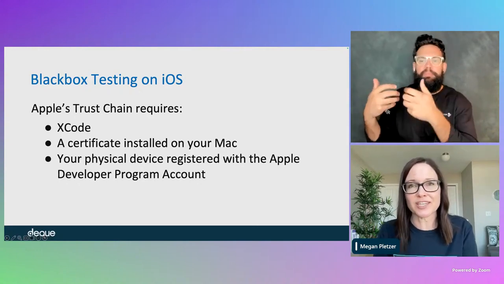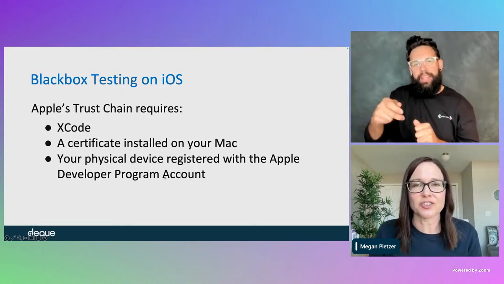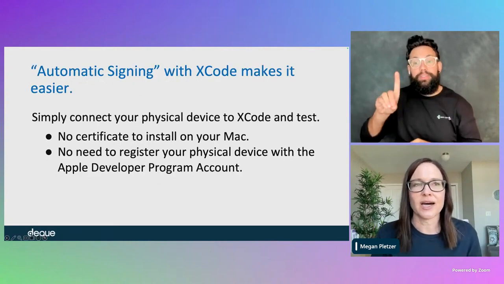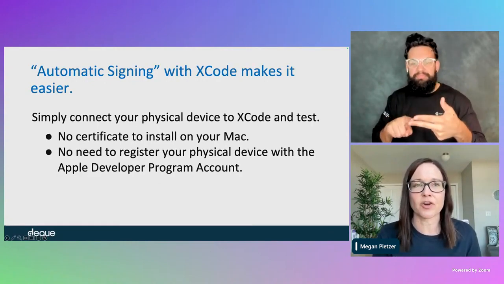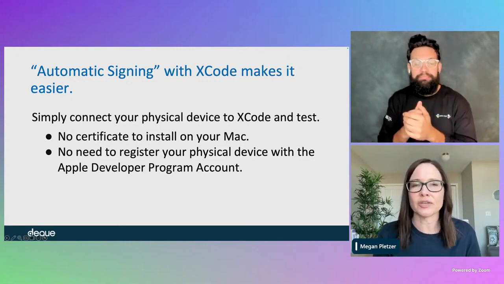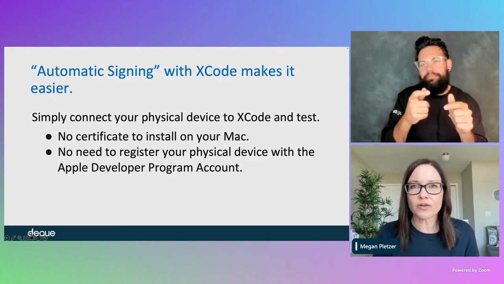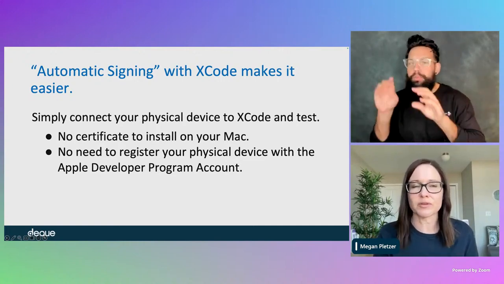What's really great, though, is that checkbox that I showed you in Xcode actually gets rid of these last two requirements. So if you check that automatic signing box in Xcode, all you need to do is connect your device to Xcode and you can start testing. You don't have to install a certificate, and you don't need to register that device with the Apple Developer Program account, which is really helpful, especially when you think about if you have a large team with a lot of devices or a lot of different people doing testing.